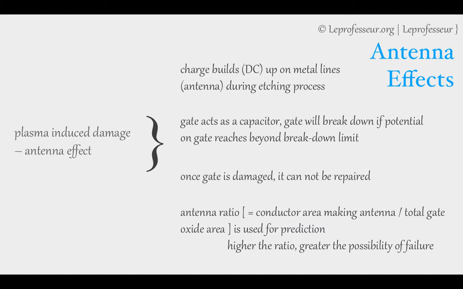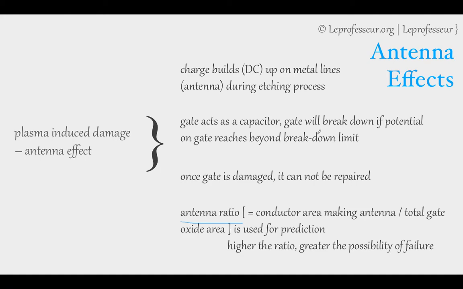And how to predict whether there will be an antenna effect in your circuit or not? Antenna ratio is typically used to answer that question. And antenna ratio is nothing but the ratio of the total conductor area, which is contributing in making the antenna, and the total gate oxide area. So that's the antenna ratio.